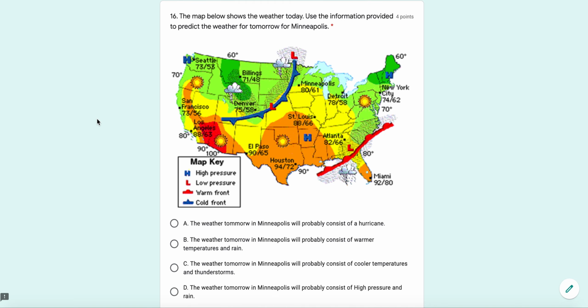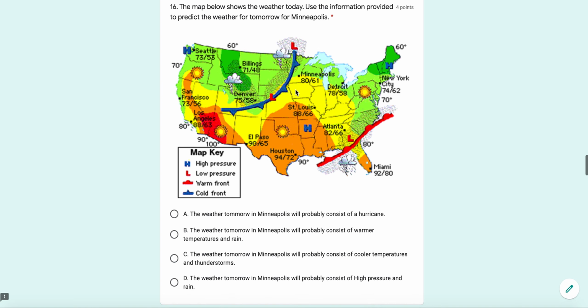Number 16, the map below shows the weather today. Use the information provided to predict the weather for tomorrow in Minneapolis, which is right here. A, the weather tomorrow in Minneapolis will probably consist of a hurricane. B, the weather tomorrow in Minneapolis will probably consist of warmer temperatures and rain. C, the weather tomorrow in Minneapolis will probably consist of cooler temperatures and thunderstorms. D, the weather tomorrow in Minneapolis will probably consist of high pressure and rain.